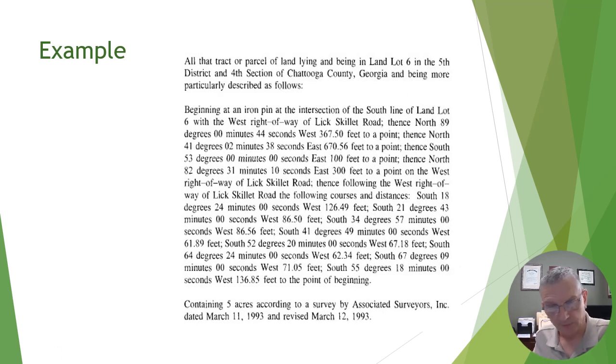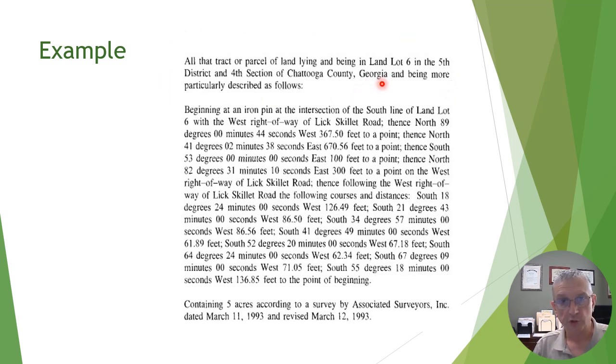Here is an example. I randomly pulled this today from public records in an area that I had just run across some pretty good metes and bounds descriptions. So up here's the caption. All that tract or parcel of land lying and being in. And that's pretty well universal. That should be the opening sentence of every caption of every legal description you'll run across in any state, basically. Being in Land Lot 6 in the 5th District and 4th Section of Chattooga County, Georgia, being more particularly described as follows. So right here's our caption.